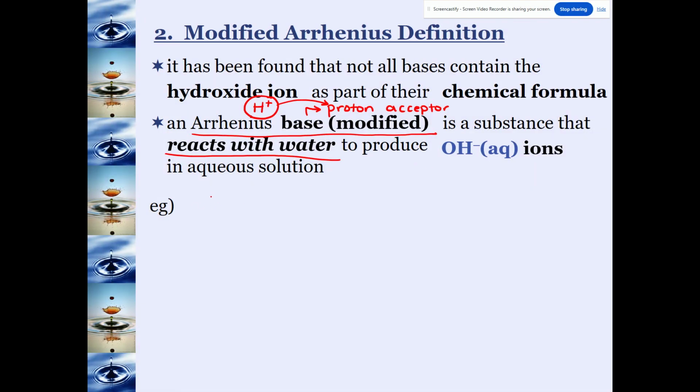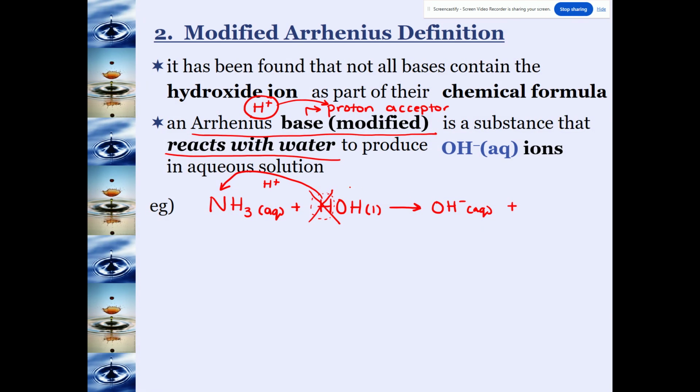So what's happening, let's say I have ammonia. Now ammonia is defined as a modified Arrhenius base. It's not an original Arrhenius base because it doesn't have hydroxide ions. However, when I put it in water, it's still going to generate hydroxide ions, but let me show you how. It does it by reacting with the water. So it, as a proton acceptor, takes the hydrogen 1+ ion away from the water to leave water once it loses that as the hydroxide ion. So it takes the hydrogen away from water to leave water as hydroxide.